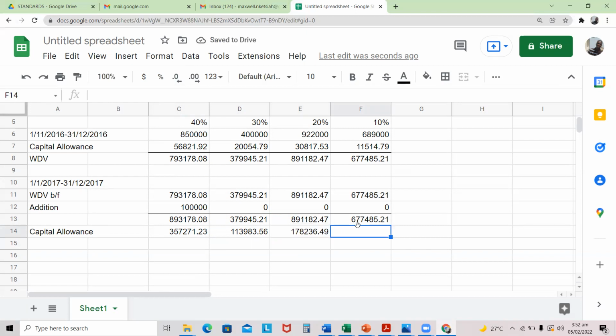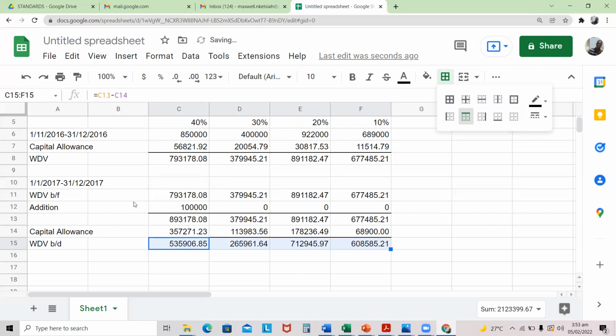But class 4 is on straight line, so it means we will still use this figure, because class 4 is straight line, so we always have to use the original figure. So the written down value brought down will be this minus this. And we do that for all of them like this.